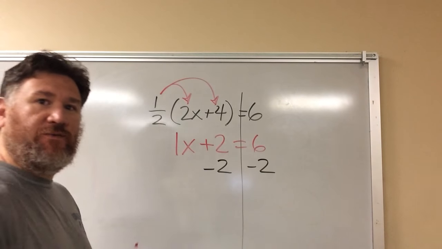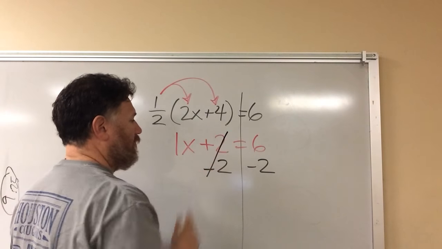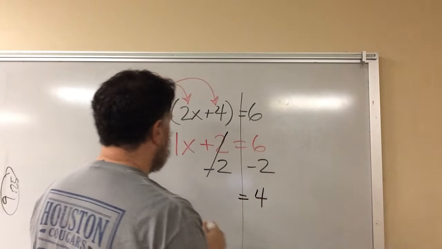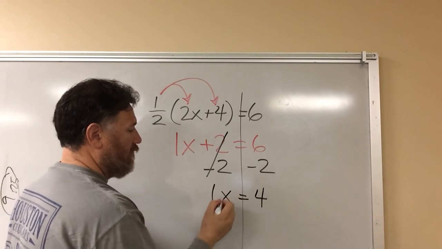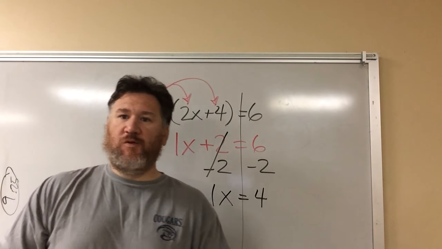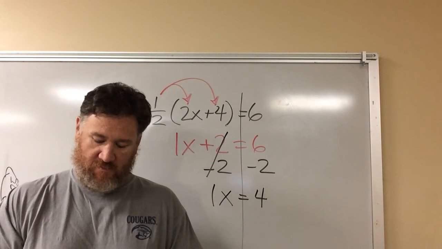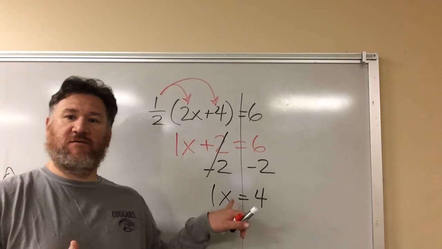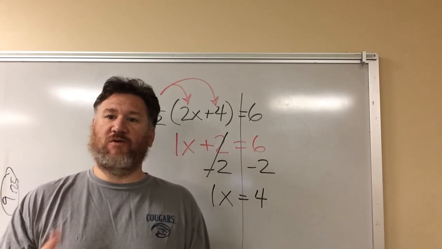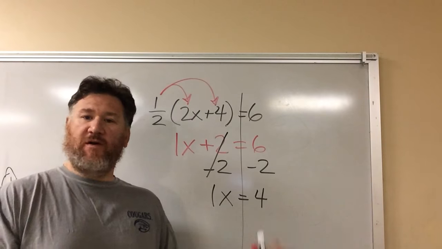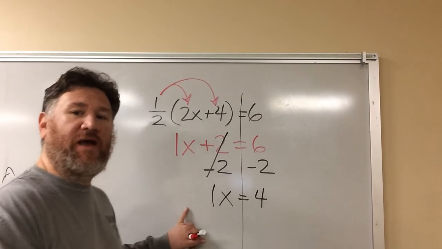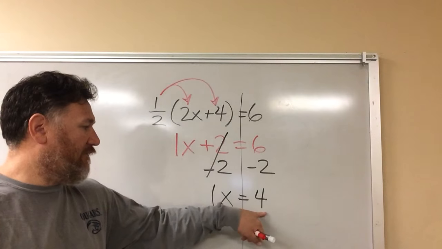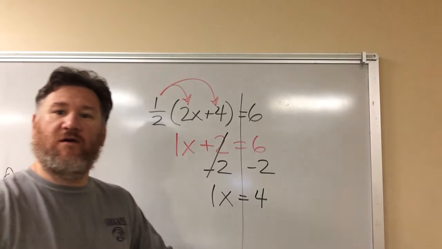2 minus 2 is 0, or it cancels out. 6 minus 2 is 4. And I have 1x here. Now, the next step would be for us to multiply or divide by the number in front of x to get the final answer, because we're looking for 1x equals a number. But we already have that. We're already down to 1x. If I divide this by 1, I'm still going to end up with 1x, and if I divide 4 by 1, I'm still going to end up with 4.